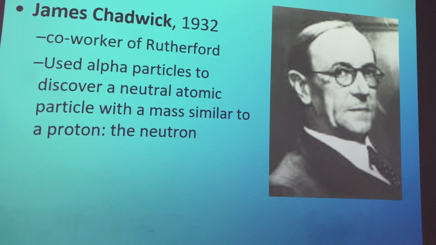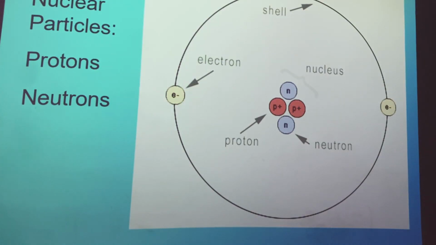So now we have all three subatomic particles: protons, neutrons, and electrons. All right. So this is what it looks like now. Protons and neutrons in the middle in the nucleus. Electrons are on the outside. So Rutherford said it had a lot of empty space. Before Rutherford, we thought it was a solid sphere. But now we've perfected it, and we keep perfecting it.